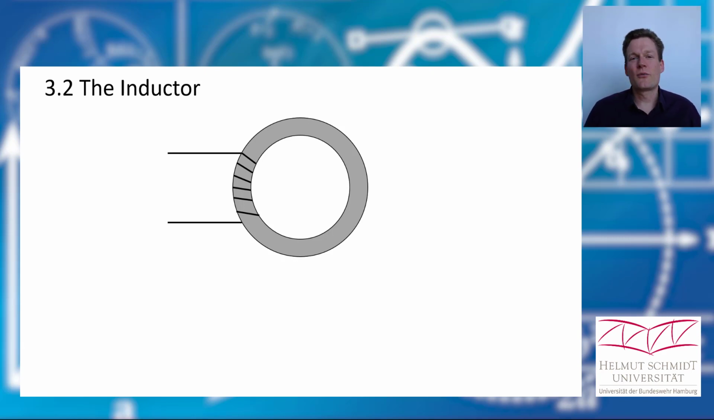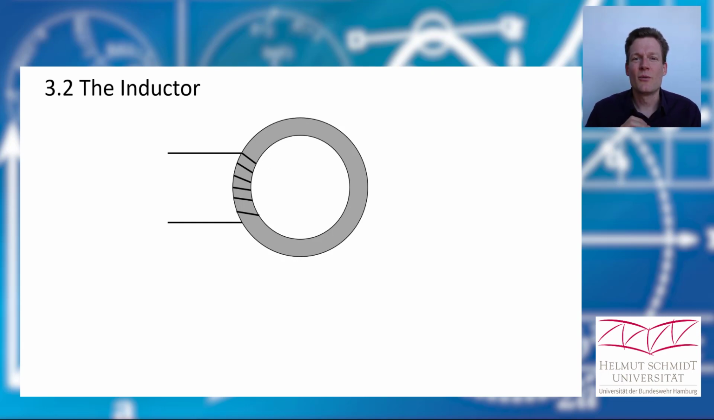Okay, if we have a magnetic material and let's say we have an ideal conductive wire wound around it, then it should behave like a short circuit, shouldn't it? Because we have this ideal wire around it, and where should any resistance come from?